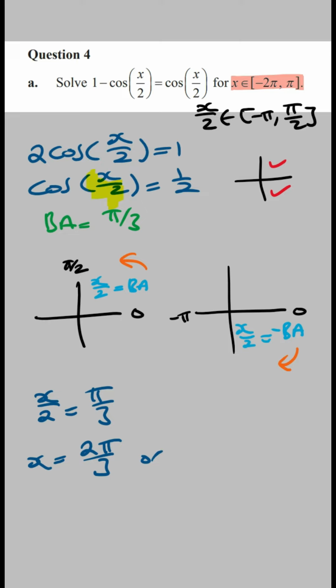Or we can say that x on 2 is equal to minus the base angle in the fourth quadrant, which is going to equal minus pi on 3, and so solving for x, we're going to get x is equal to minus 2 pi on 3.